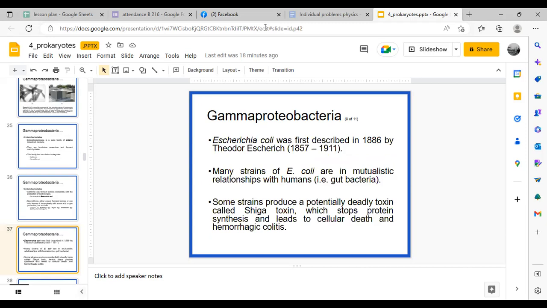Ito, medyo sikat tong E. coli, no? Not all of them are pathogens. They are actually a part of our normal flora, part of our gut bacteria in the digestive system. Pero may mga strains na nagpo-produce ng mga deadly toxin called the Shiga toxin. This stops protein synthesis and can lead to cellular death and hemorrhagic colitis.